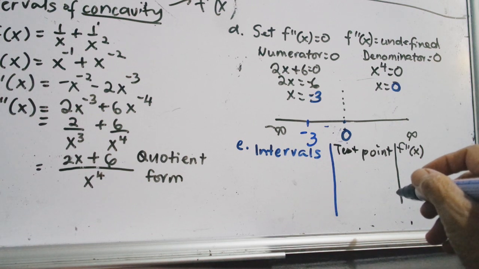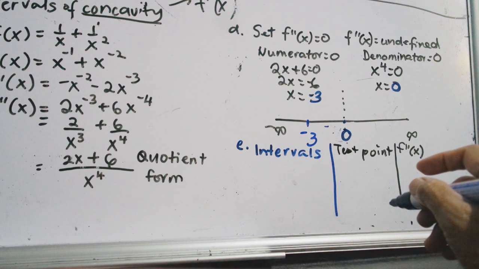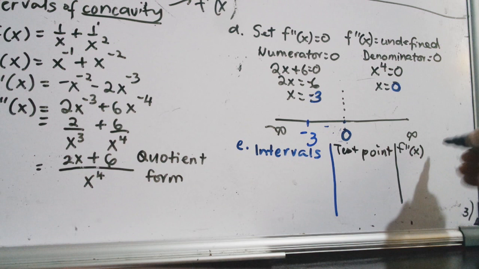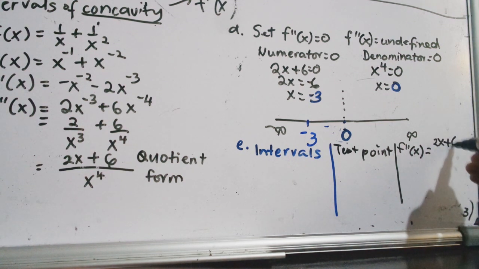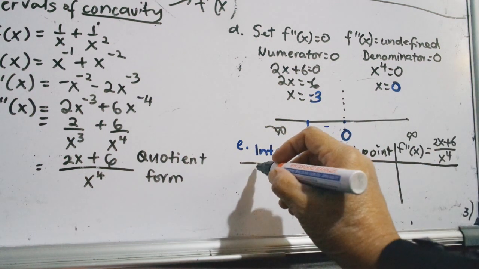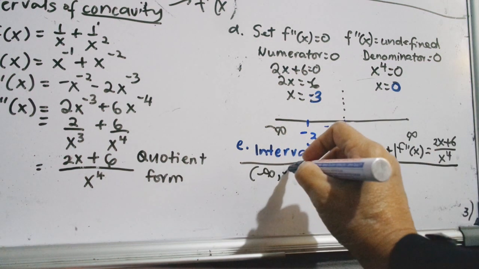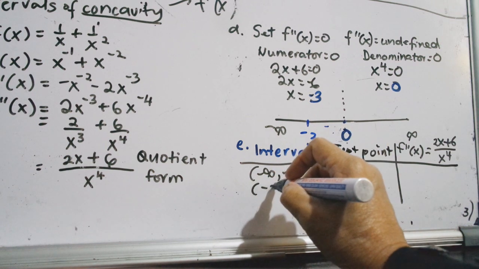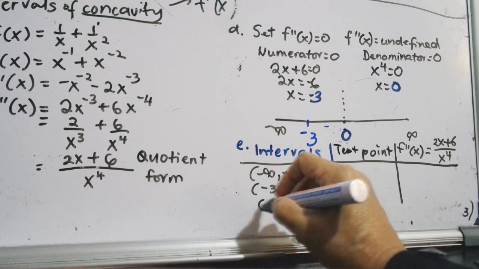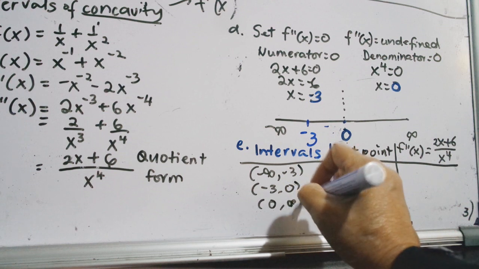Got it? Increasing, decreasing, we use f prime. Concavity, we use f double prime. Okay, f double prime is 2x plus 6 over x to the 4th. Our intervals are minus infinity to minus 3, then we have minus 3 to 0 and 0 to infinity.